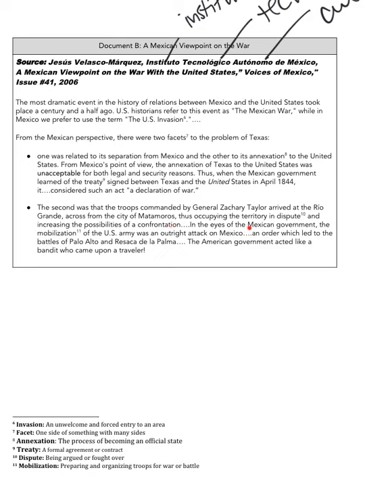In the eyes of the Mexican government, the mobilization, and mobilization means preparing and organizing troops for war or battle. In the eyes of the Mexican government, the mobilization of the U.S. Army was an outright attack on Mexico, an order which led to the battles of Palo Alto and Resaca de la Palma. The American government acted like a bandit who came upon a traveler.